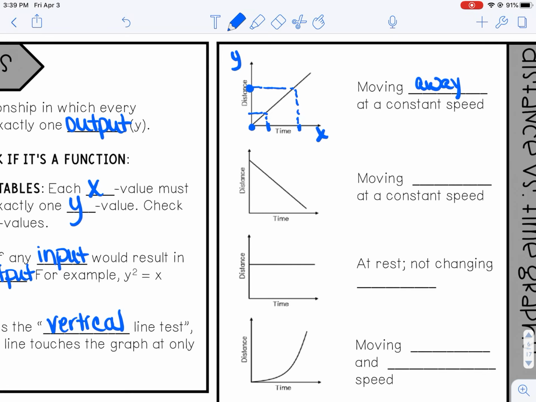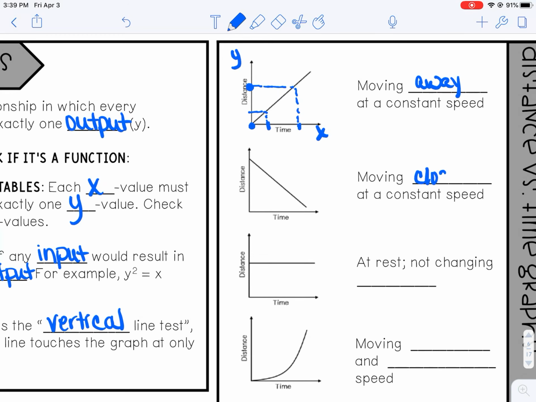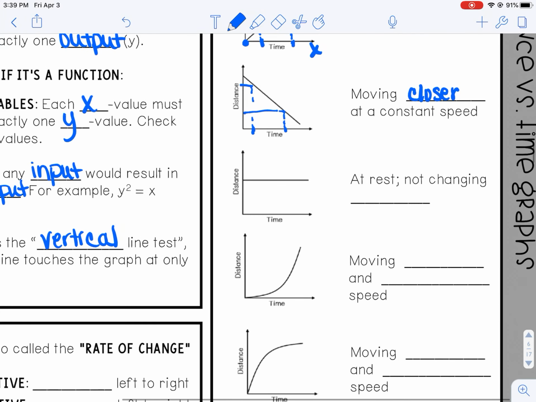For the second one, as time increases, we are moving closer, but at a constant speed. So at this point in time, if you go up to the graph, you're that far away from home. As time increases, you go up to the graph, you're closer to home, or to 0. The third graph is at rest. You're not changing distance at all. At this point in time, you are that far away from 0. At this point in time, you're still that far away from 0.